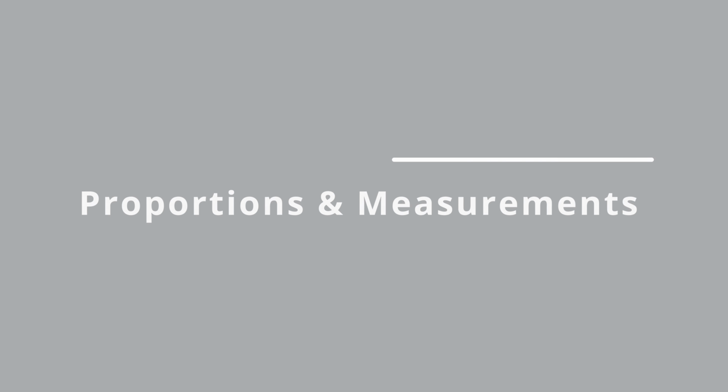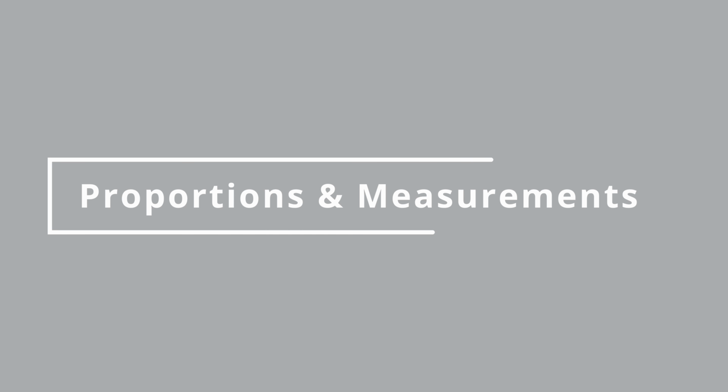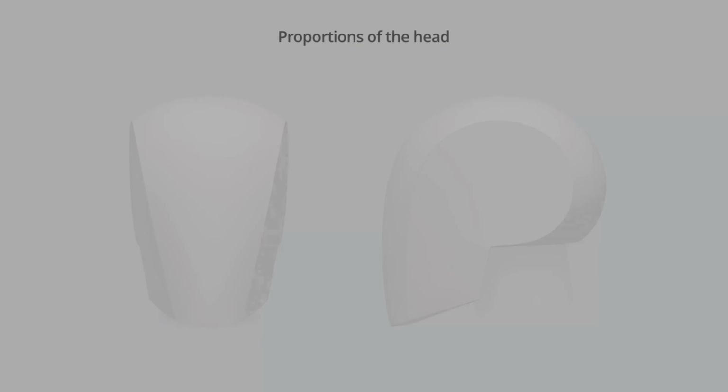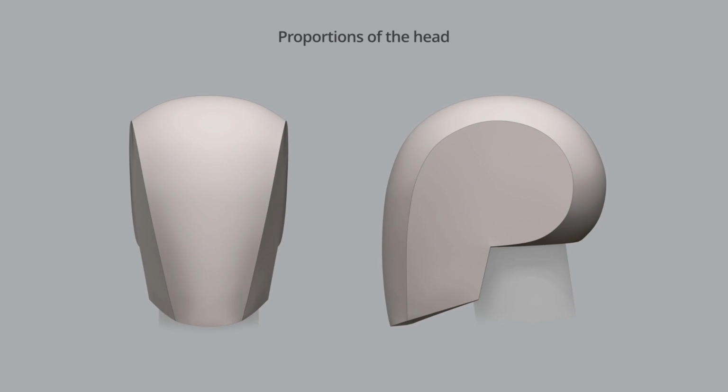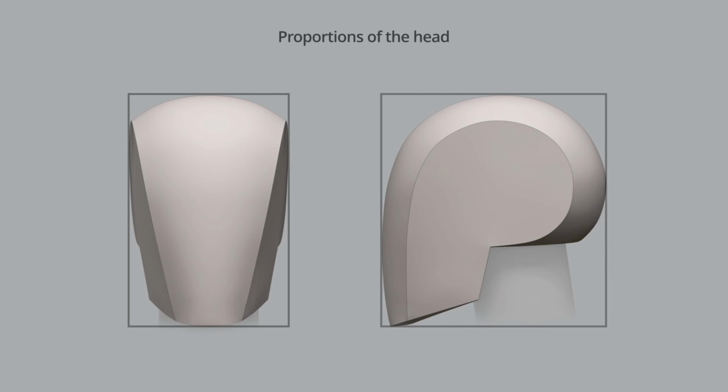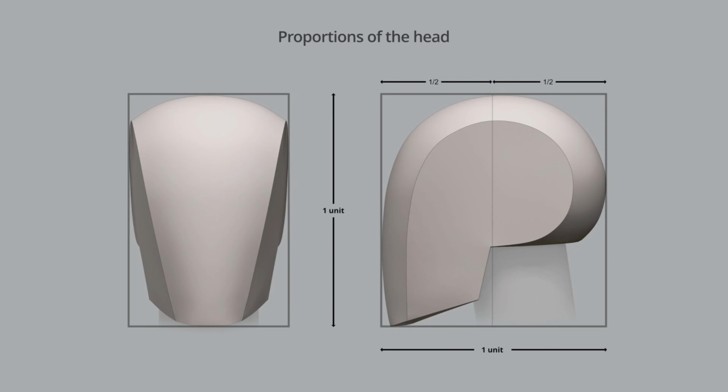To ensure accuracy, let's take a closer look at the proportions and measurements. We will start by examining the front and the side views. The front view should fit into an elongated rectangle, while the profile view should be a square. The head's height and width should both be 1 unit. By dividing the width in the side view into 2 equal parts, we can distinguish the front of the face from the back of the head and accurately place the ears and jawline.